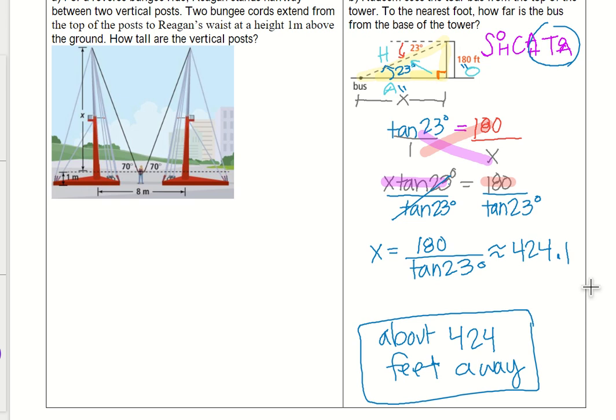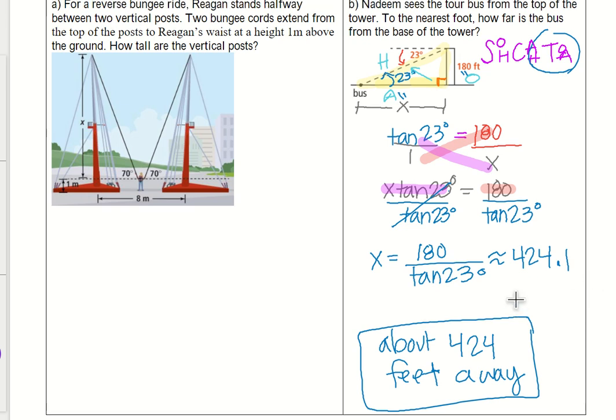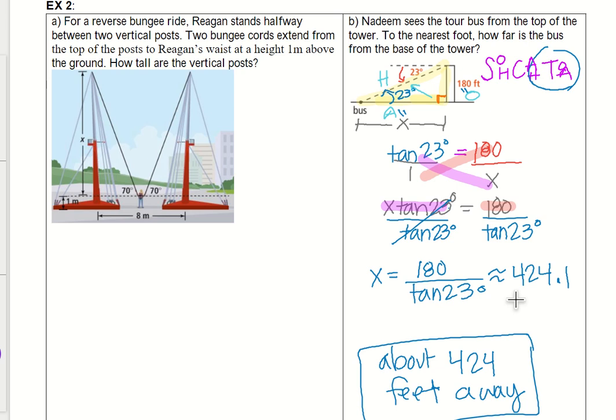Okay, so in the previous problem there, we have a little bit more complicated of a situation. So we have a reverse bungee ride. Reagan stands halfway between two vertical posts. Two bungee cords extend from the top of the post to Reagan's waist with a height 1 meter above the ground. How tall are the vertical posts?